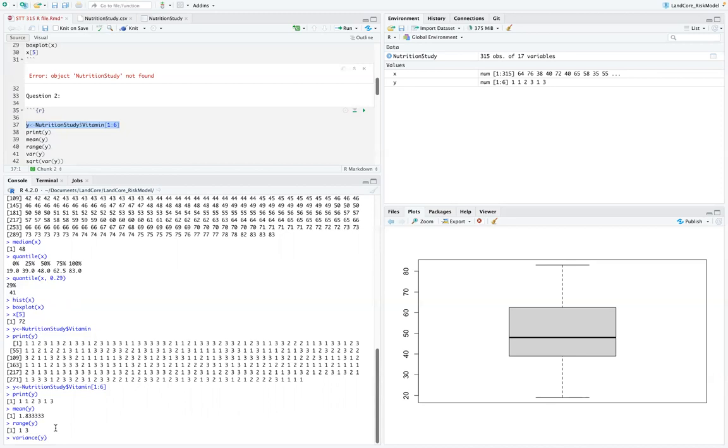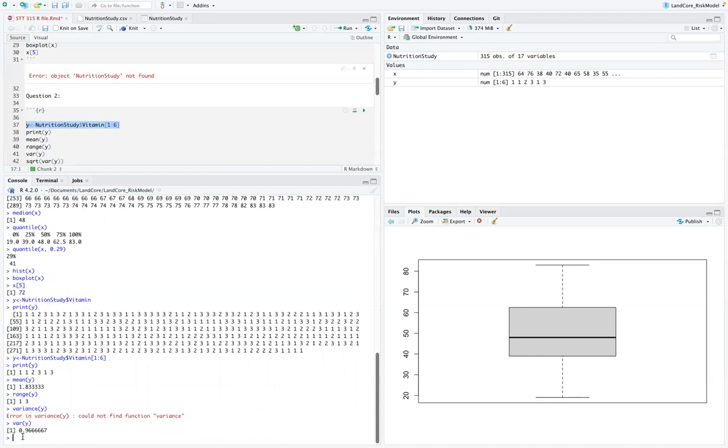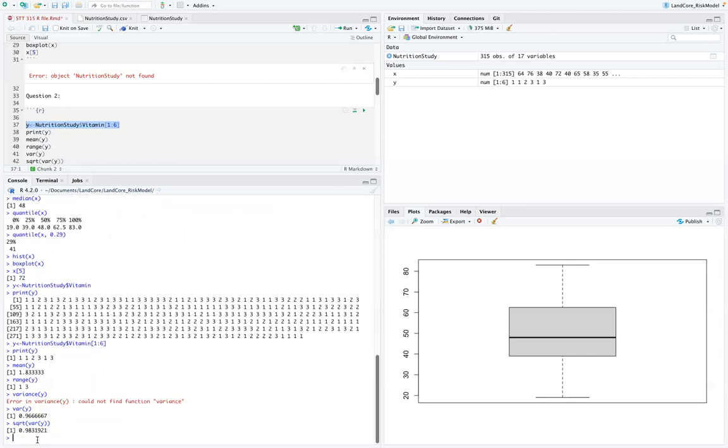Next, we have to find the variance. Oops, sorry, I did it wrong. For the variance function, you use VAR. So the variance of our y is 0.9666. And then for our standard deviation, we can do the square root of our variance. So square root of our variance y. And that's our standard deviation.